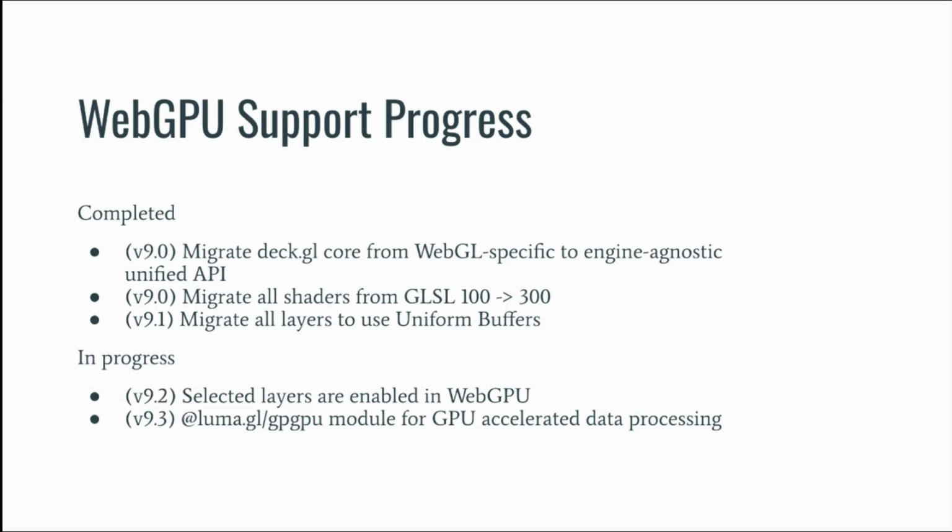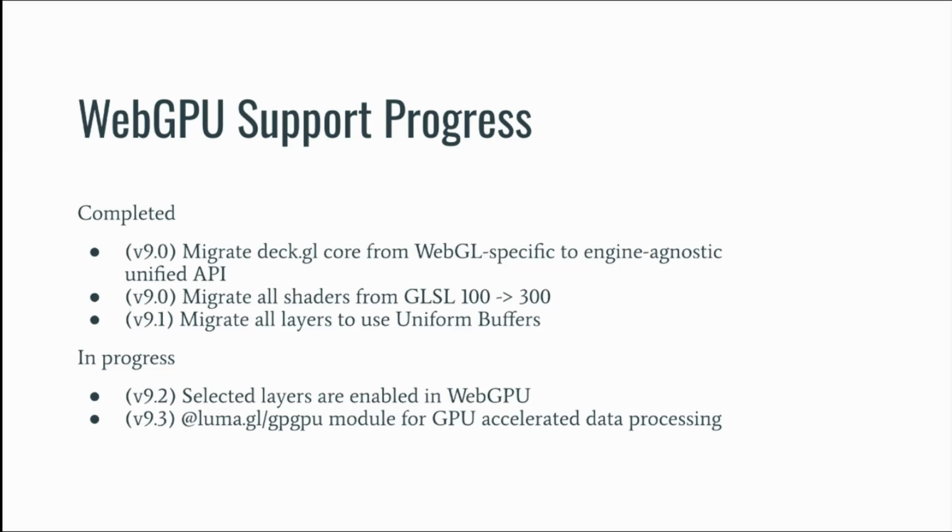And in 9.1, we then migrated the way we communicate between the JavaScript code and the shader code to a method called uniform buffers, which again is more in line with how WebGPU does things. So right now in 9.2, we have finally shipped 3 layers, which is really, really cool. So great job here from Ib and Chris Kapp on getting this over the line.